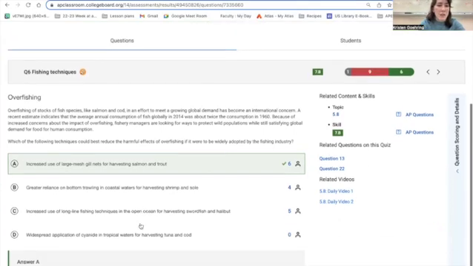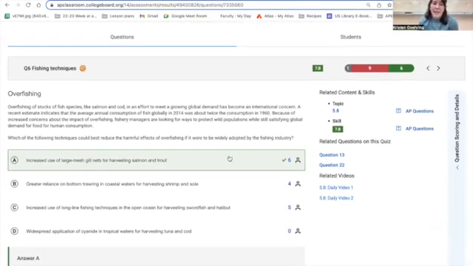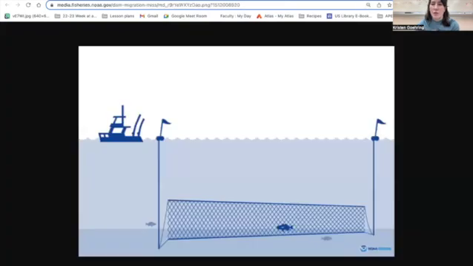As you can see here, the correct answer is A, increased use of large mesh gill nets for harvesting salmon and trout. It's important to understand what a gill net is, so I wanted to show you a diagram of that. A gill net is something that they suspend in the water column and leave there for a while, and as fish swim through, their gill flaps get caught on it, and so they stay in the net, basically.